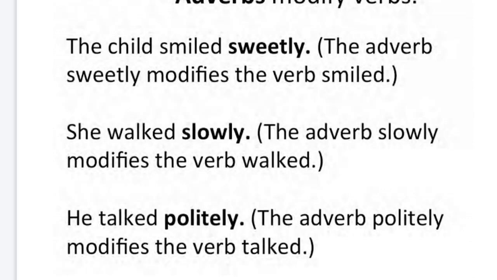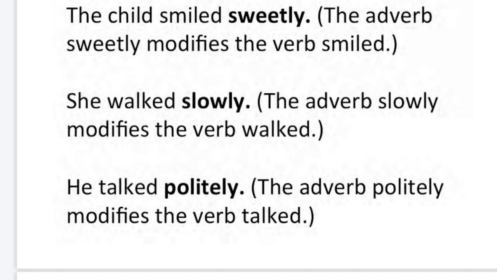Similarly, she walked slowly. Now slowly is modifying walked. She walked how? Slowly. So it is telling me something about the verb walked. Therefore, it is an adverb. So the adverb slowly modifies the verb walked. Similarly, he talked politely. Here, the adverb politely is modifying the verb talked. He talked how? Politely. So the verb talked is modified by the adverb politely. So politely is an adverb.